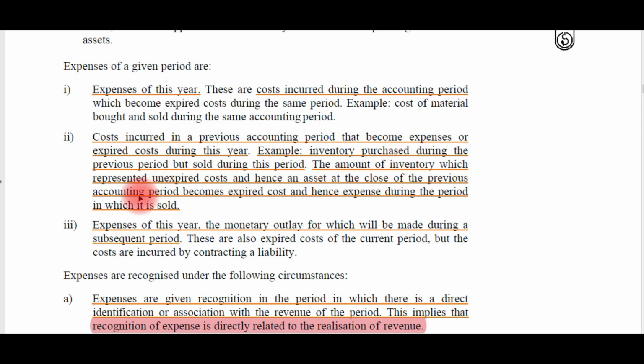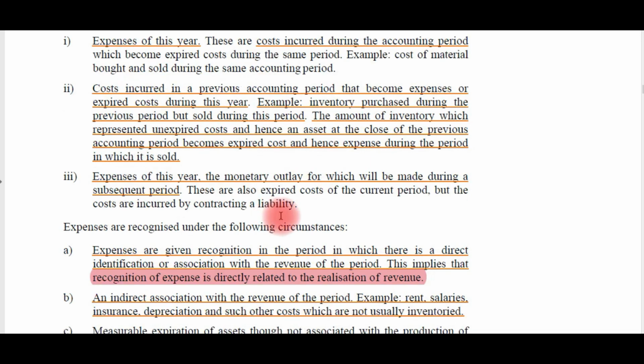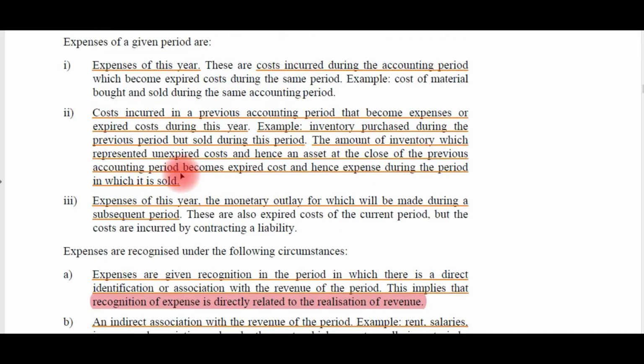The amount of inventory which represented unexpired costs, and hence an asset, at the close of the previous accounting period becomes expired cost, and hence expense, during the period in which it is sold. The other type of expense is an expense of the present year, the monetary outlay for which will be made during a subsequent period. Which means the expense is made by generating some debt, and a liability is created. That is one type of expense.